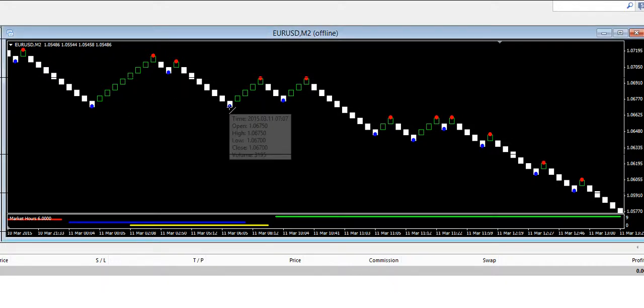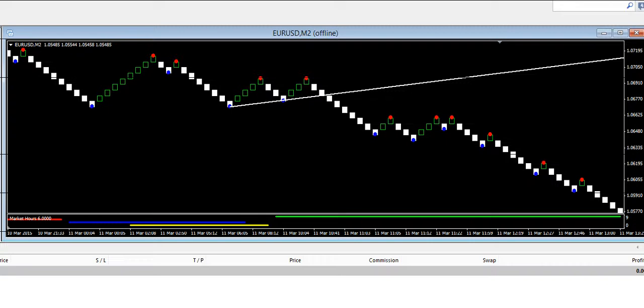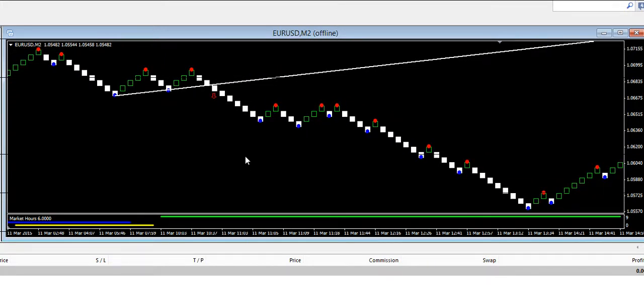Our first entry would have been this down break at that position right there. As usual, once the Renko brick closes below the trend line, we enter. And how do we establish the trend line? It's as simple as connecting these two blue dots. In this case, you notice that this blue dot is higher than the previous blue dot, so we use an angled trend line.